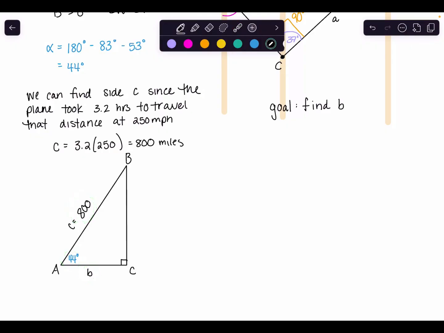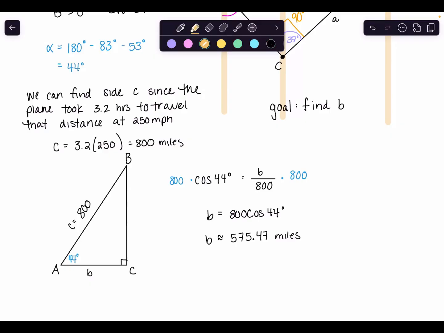So I've got the angle 44, I've got the side adjacent, and I have the hypotenuse. So if I look at cosine of 44 degrees, that is the adjacent over the hypotenuse. So to find B, just multiply both sides by 800. So B is going to equal 800 times cosine of 44 degrees. I'm going to trust you can now plug this into your calculator, make sure you're in degree mode, but side B should give you 575.47 miles.